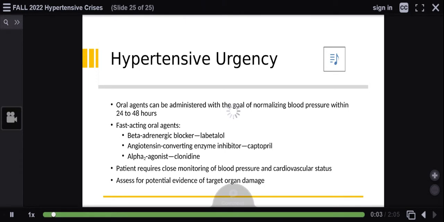Now, for my last slide, we're going to talk about hypertensive urgency. Remember, these patients have high blood pressure, systolic blood pressure of 180 over 120, and they are stable patients without target organ damage, right? I keep on mentioning that.